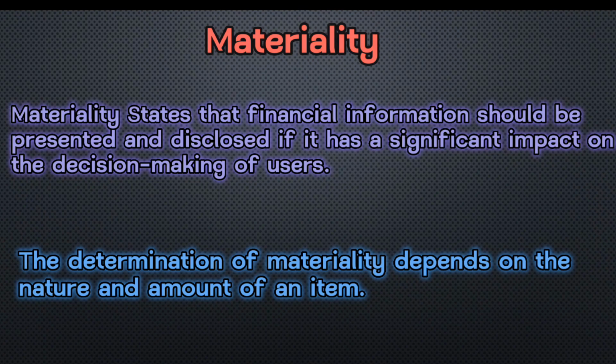For example, there is a big business worth millions of dollars, so $100 might not have a significant worth to be recorded in the financial statements. So in a small business which has $100,000 of value, $100 may be a significant portion of its value, so they may consider recording it. Therefore, the determination of materiality depends on the nature and amount of an item.